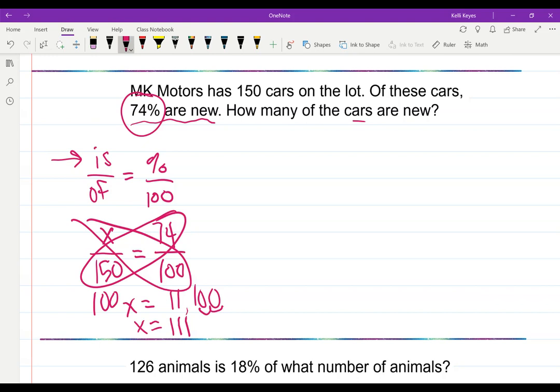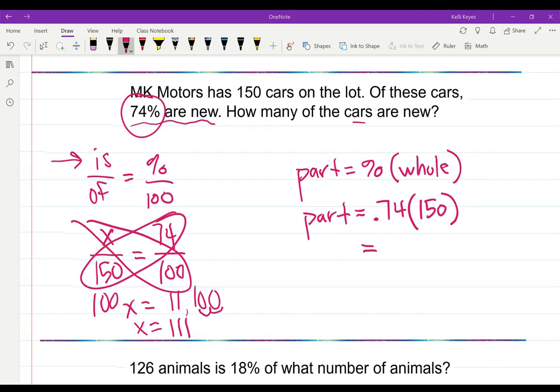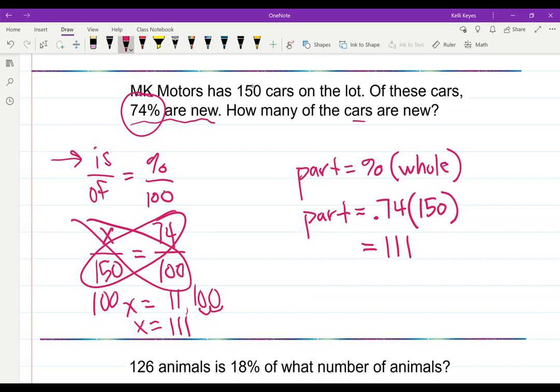Now, if we're doing the equation, if you remember, the equation is the part equals the percent as a decimal times the whole. So here we're solving for the part. So the part is going to be the percent as a decimal times the whole number, which is 150 cars. So that should be 111 too. So we just go 0.74 times 150, and it's 111. So same thing, just one's a proportion, one's an equation.